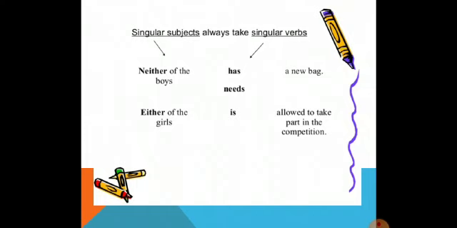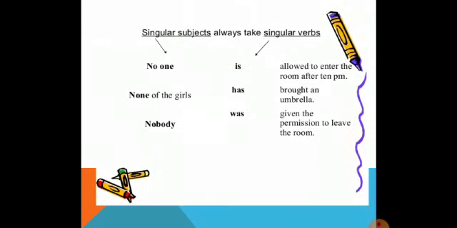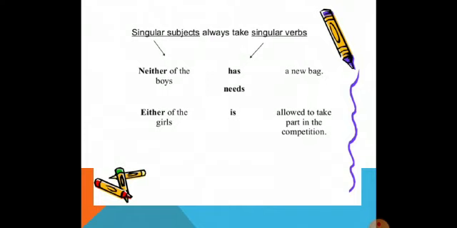So, again, as we covered before, for none, this one, none of the girls, it's exactly like when I say neither of the boys or of the girls. It also takes singular verbs. So I say neither of the boys has a new bag. It means none of them. Either of the girls needs a new bag or is allowed to take part in the competition.